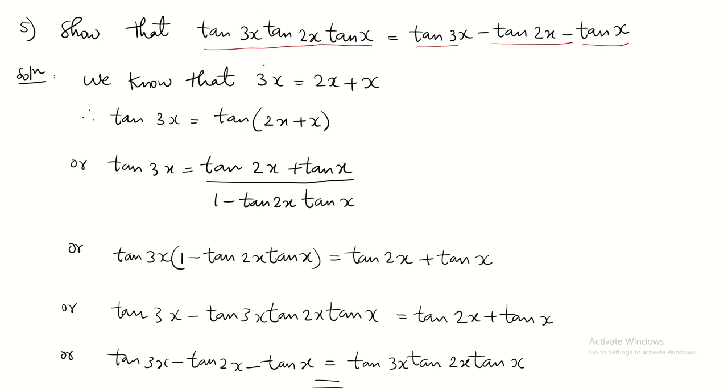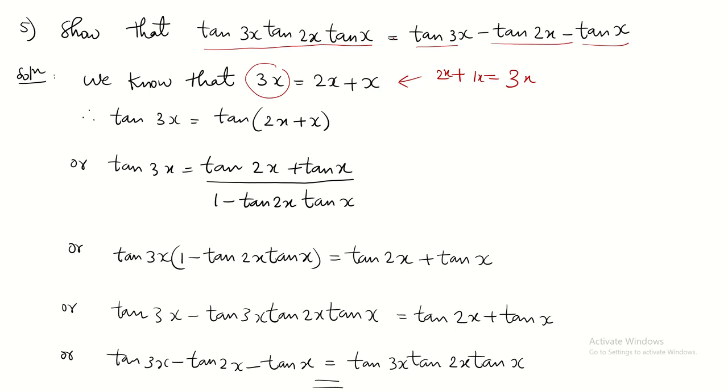So here you have 3x, 2x and x, right? Both sides you are having 3x, 2x and x. Now we know that 3x is what? When you add 2x plus x, you'll get 3x, right? Because 2 plus 1, the answer is 3. So 2x plus 1x, you get 3x. So that is what I have written here: 3x is equal to 2x plus x.